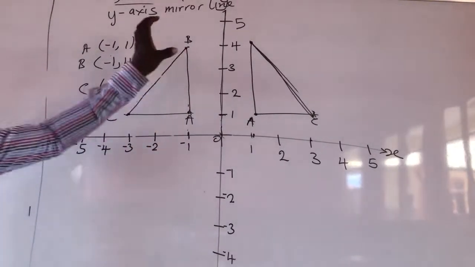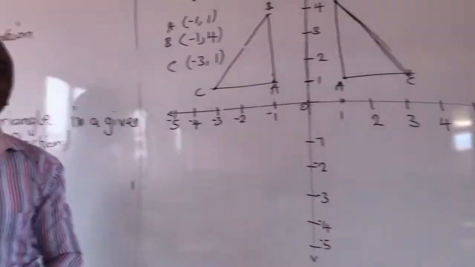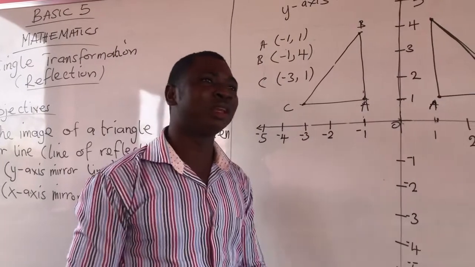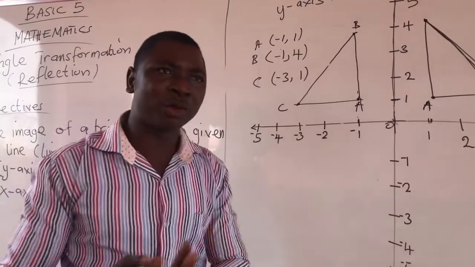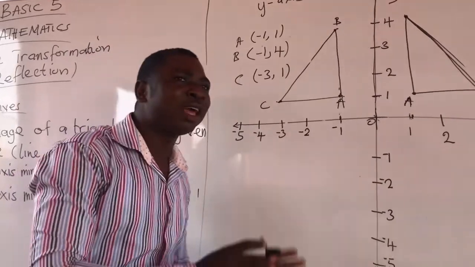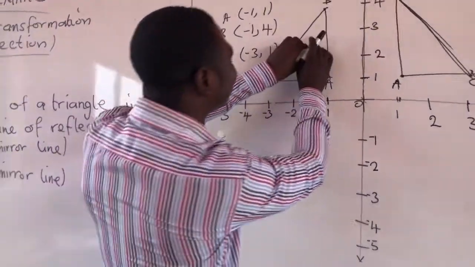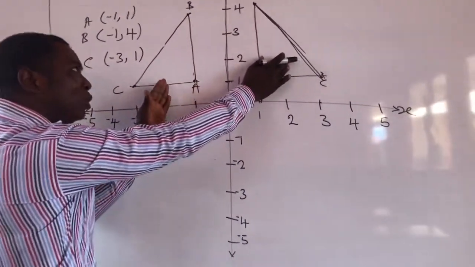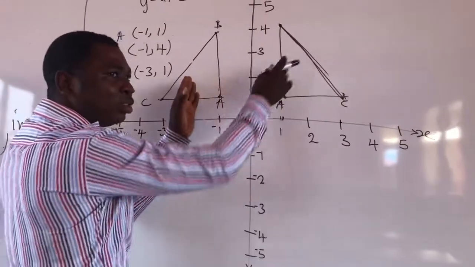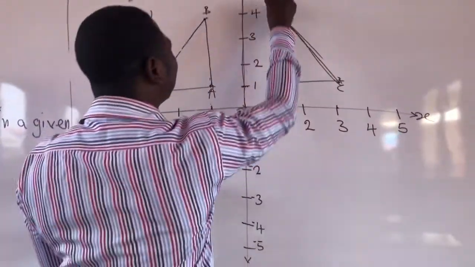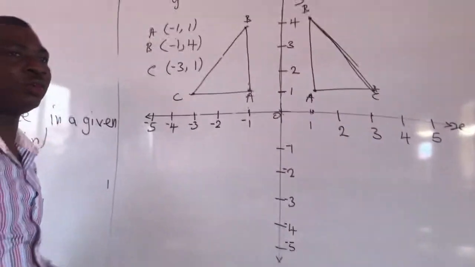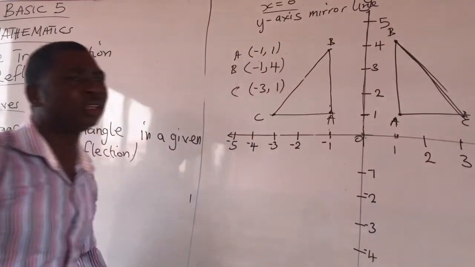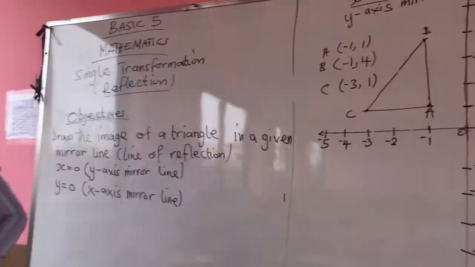So when I ask you to use the y-axis mirror line, it's the same as x equal to 0. As soon as you hear y-axis mirror line or y-axis alone, it means x is equal to 0. Then you can transform this object to the other side. And when it's reflected on this side, we say it's the image. So here it becomes B, the image of it. Now, this same object here, you can be asked to transfer it.